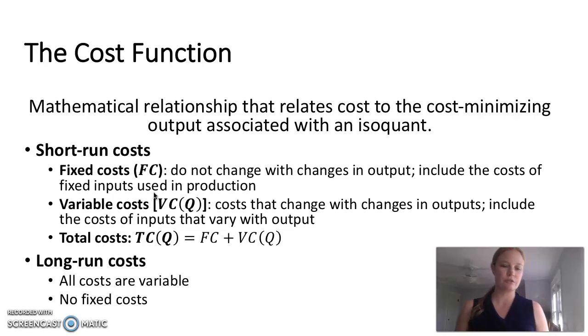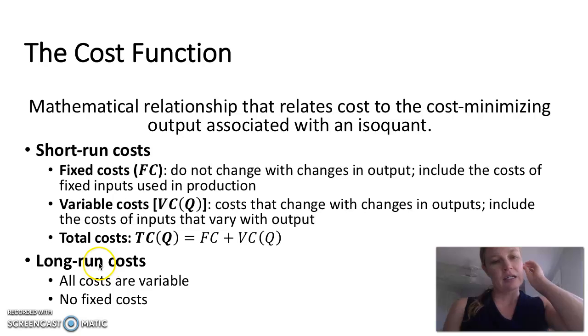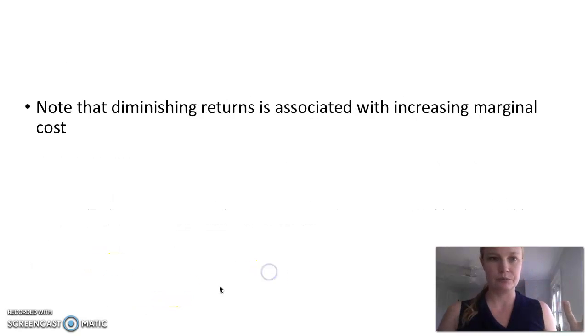So if I rented a storefront as a restaurant, variable costs would be the wait staff. It would be like the meat that I would purchase, right? So if I'm selling a lot of product, then my variable costs would also increase because I'm buying more meat. And then we've got total costs, which is fixed costs plus variable costs. And then again, in the long run, we have no fixed costs. All costs are variable.